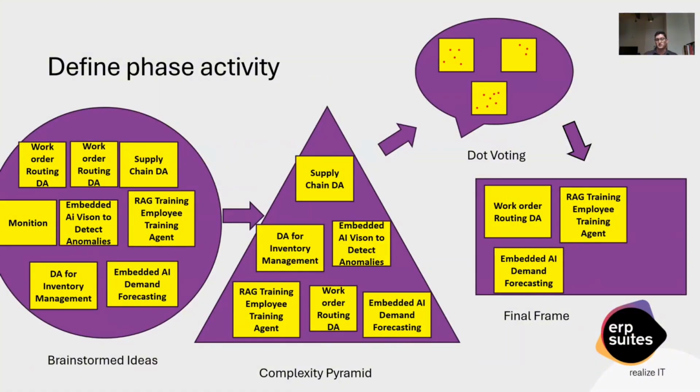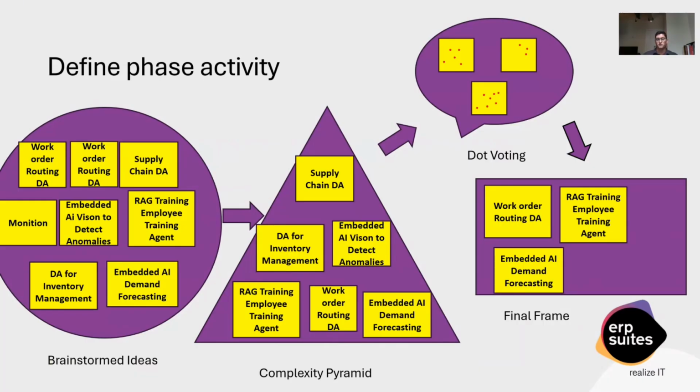What you're going to see is those brainstorm ideas listed on the left, and then the complexity pyramid in the middle. On the bottom, we have the RAG training, employee training for an agent. That's the bottommost: training customers on onboarding and helping them understand manuals sent in. Then the work order routing DA, since we fleshed that out earlier in the current process, and then the DA for inventory management. As you see, we move up, and we validate that the supply chain digital assistant is the most complex one to deal with.